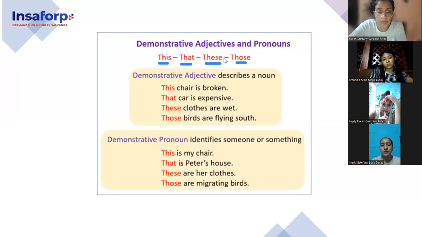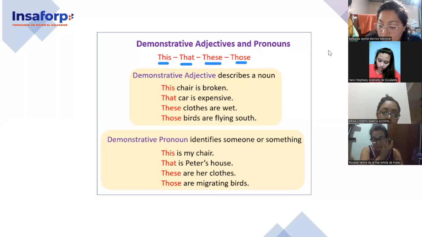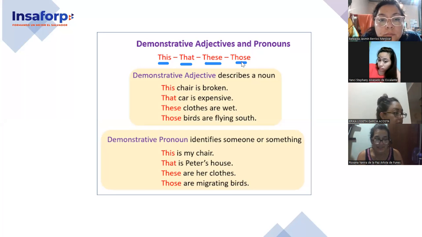So, mire, los cortos son singular y los largos, pues, son plurals. Ahora, this es cuando la cosa, pues, está cerca de nosotros. Y that es cuando pues está lejitos. Con los plurals es lo mismo. These es cuando están cerca, right? And those es cuando están lejos, right? Yeah. Very good.